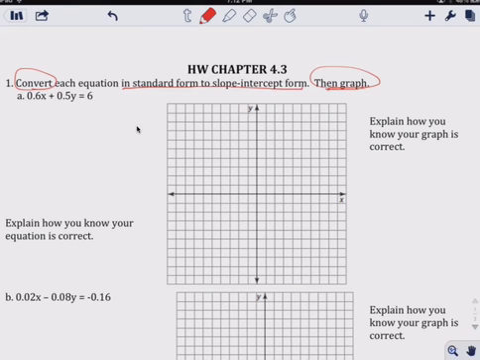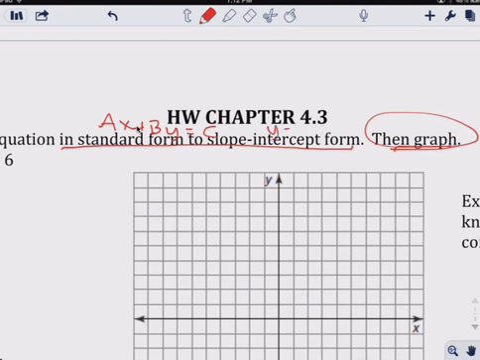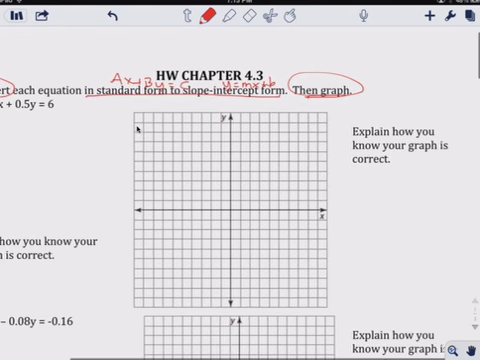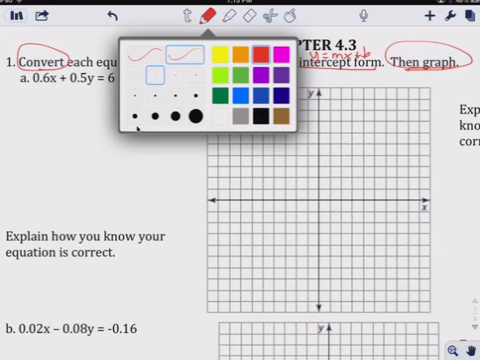Remember, standard form, annotate, is ax plus by equals c. Slope-intercept is y equals mx plus b. Learn to annotate so it helps you remember the formula. Less likely to forget. Okay?